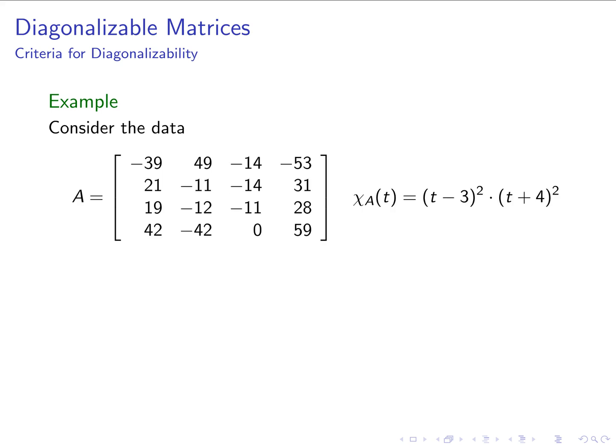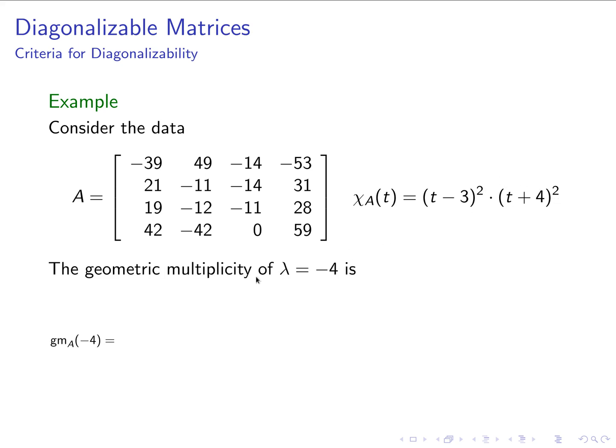Let's look at another, maybe larger example. Here, someone is giving us a 4 by 4 matrix, and they've also managed to factor the characteristic polynomial of this matrix. So the characteristic polynomial of this 4 by 4 matrix is (t minus 3) squared multiplied by (t plus 4) squared. Well, what is this telling us about the structure of the eigenvalues of this matrix? This is telling us that our 4 by 4 matrix has 2 eigenvalues, 3 and -4, and both of these eigenvalues have algebraic multiplicity equal to 2.